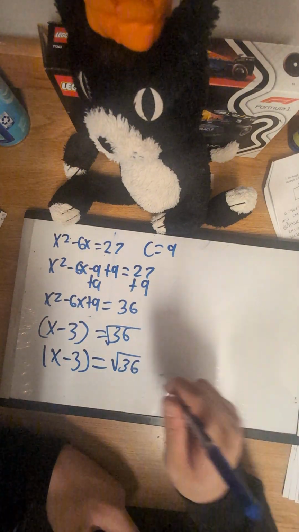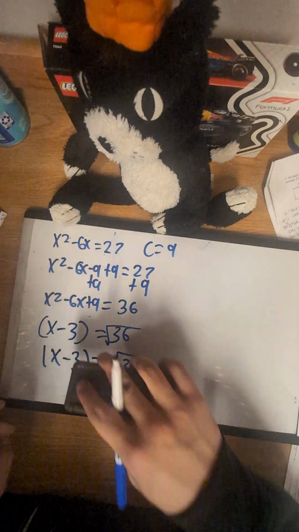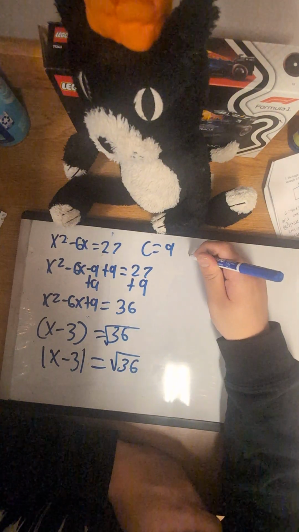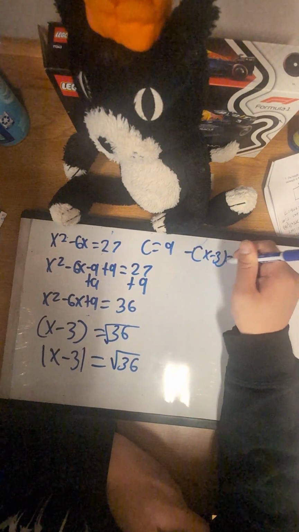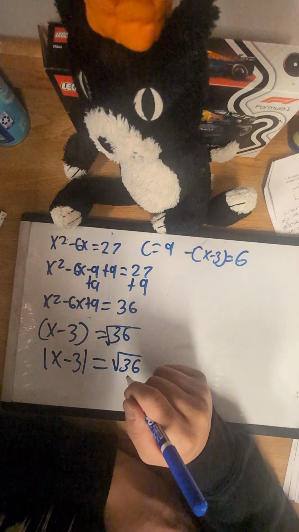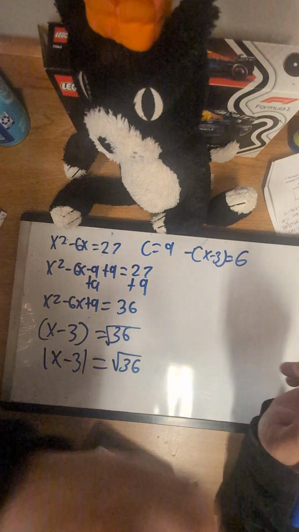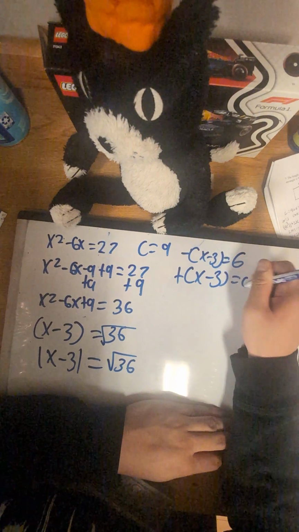That splits into two values. That splits into a positive x minus 3 and a negative x minus 3. So here comes this. Negative x minus 3 equals 6. The square root of 36 is 6. If it was not, we'd have to break it up a little bit, but we're good the way it is right now. And then a positive x minus 3 equals 6.